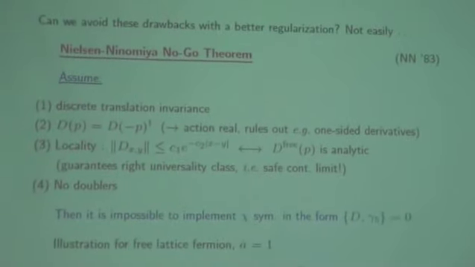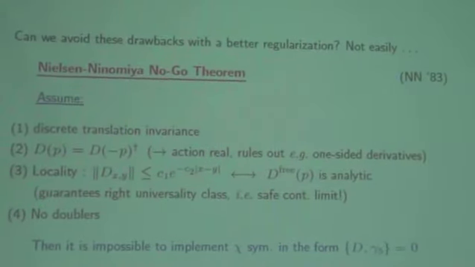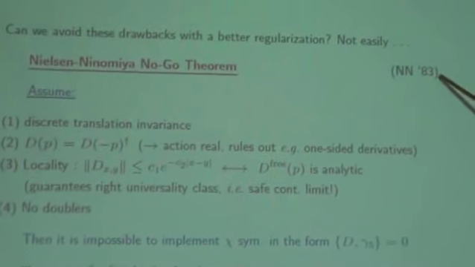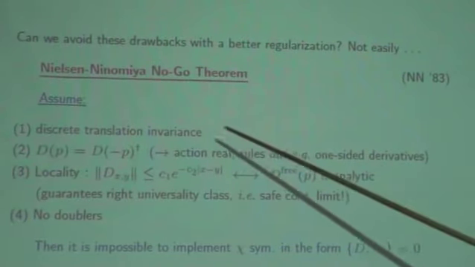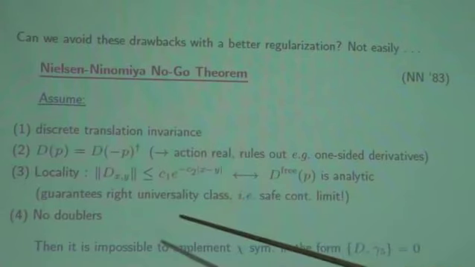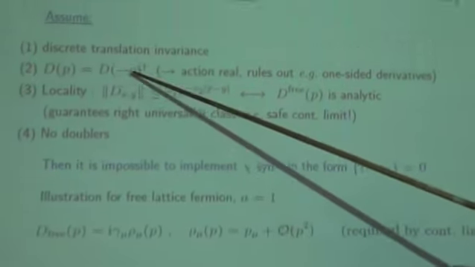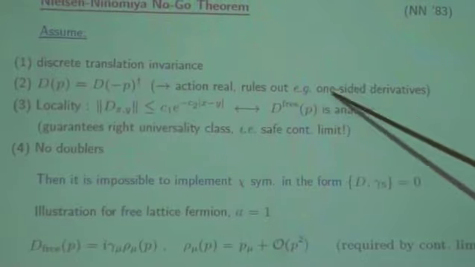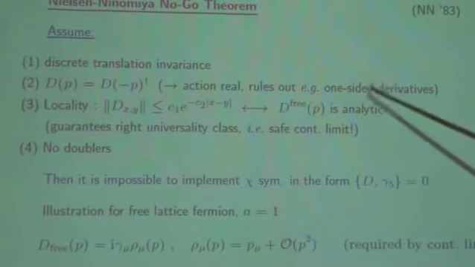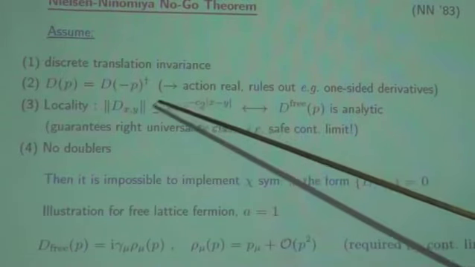But then people asked, since the 1980s, is there not an easy way to avoid these problems? And there is a famous theorem from '83 called the Nielsen-Ninomiya no-go theorem, which says basically: if we assume discrete translation invariance, which is something that we should have, then we assume that the lattice Dirac operator is anti-Hermitian, so that guarantees that the action is real. So we should not use, for instance, one-sided derivatives. And then we have to assume locality.